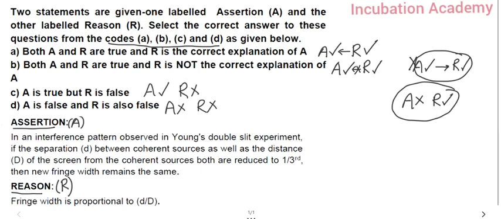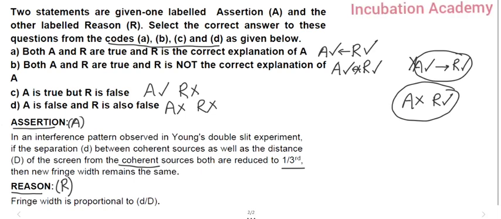So what is the first question? First statement: in an interference pattern observed in Young's double slit experiment, if the separation d between the coherent sources as well as the distance capital D of the screen from the coherent sources are both reduced to 1/3, then the new fringe width remains the same. Reason: fringe width is proportional to small d divided by capital D.